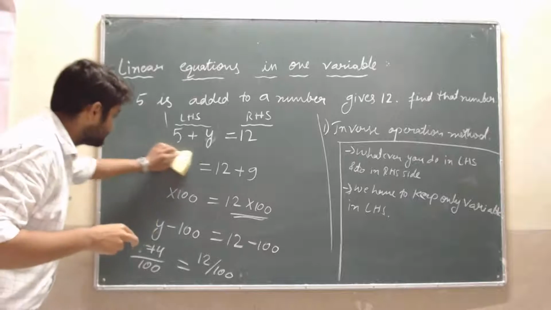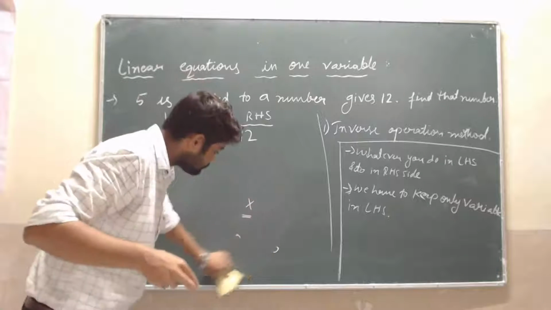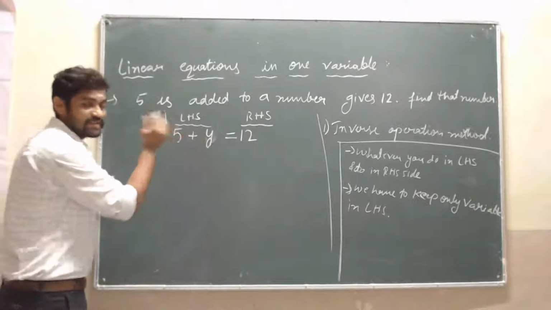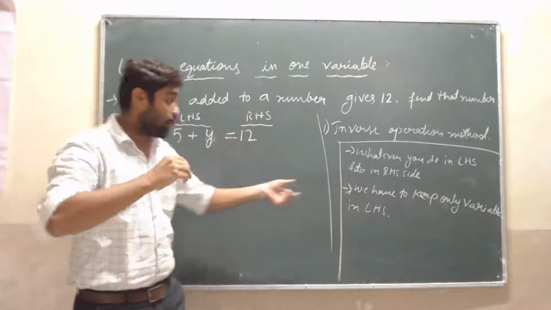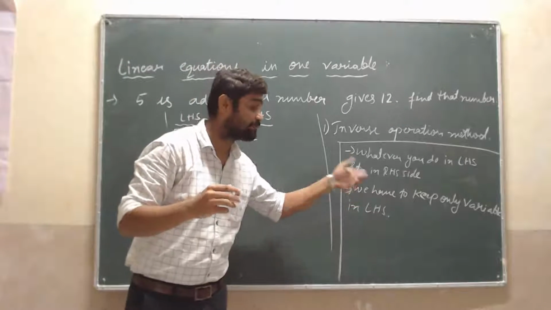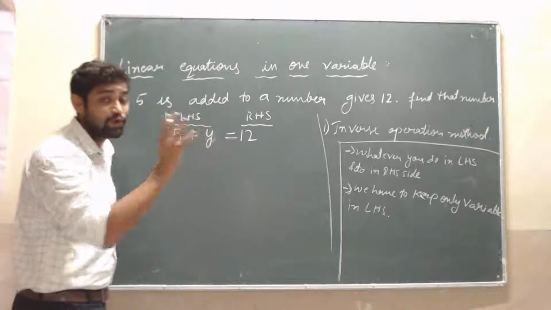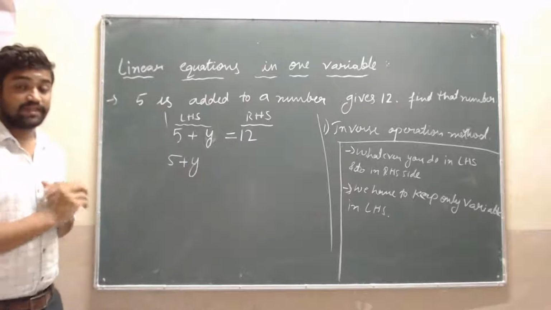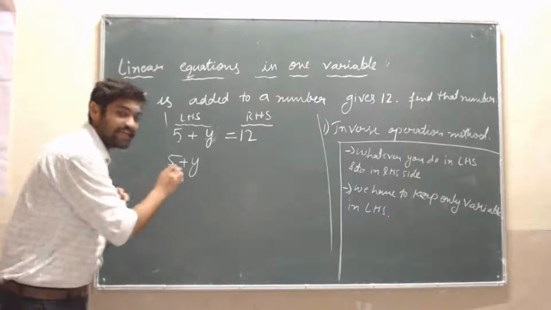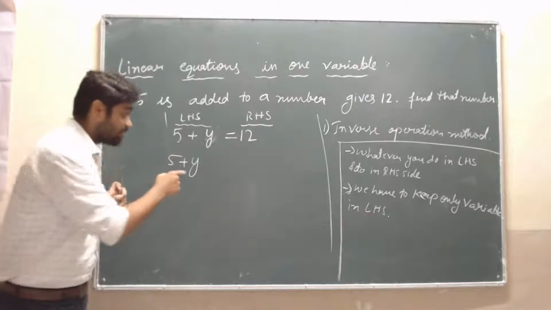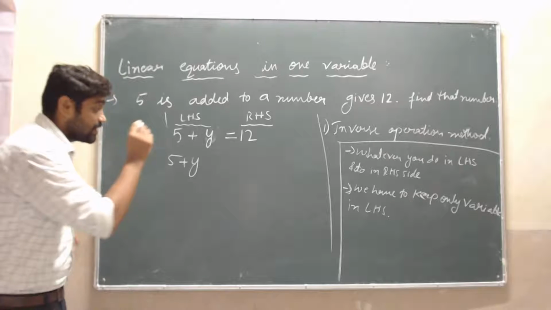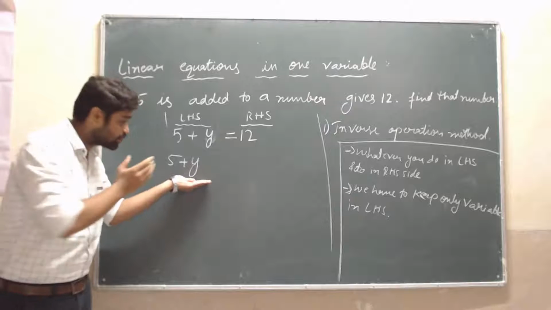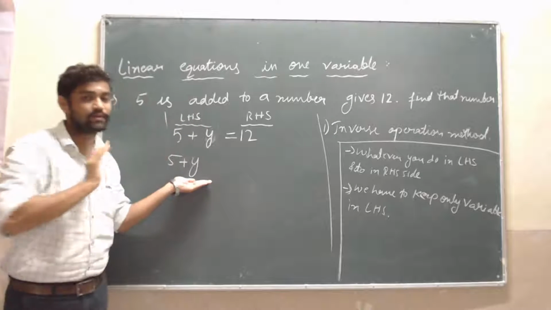See here, the LHS side is 5 plus y, but one more important point is that we have to keep only the variable. Which is the variable here? y is the variable. To keep only the variable, only y should remain and everything else should be clean. That means the 5 has to go.